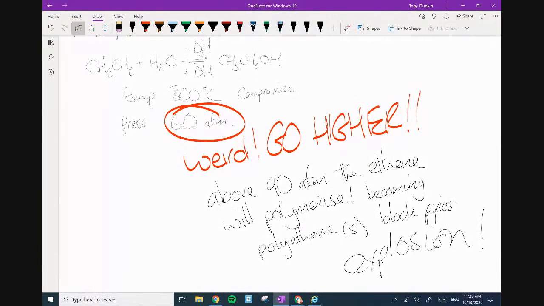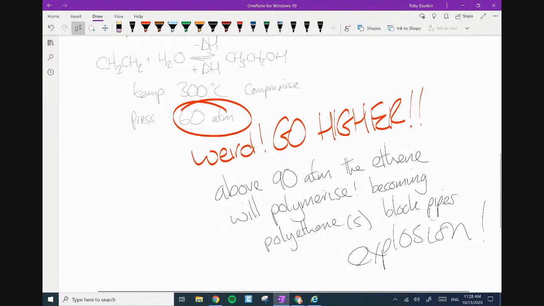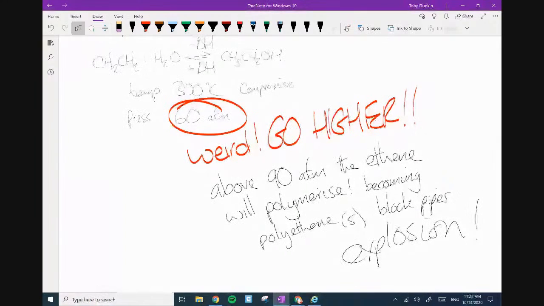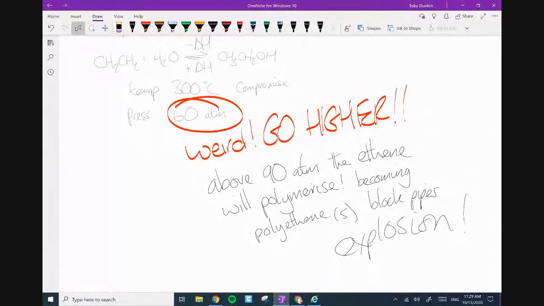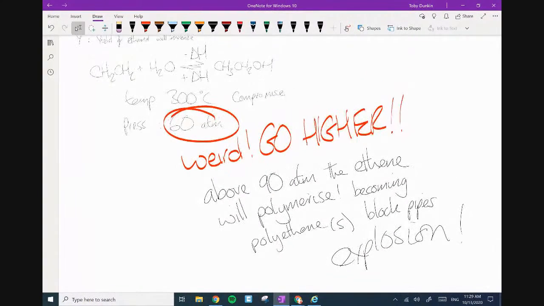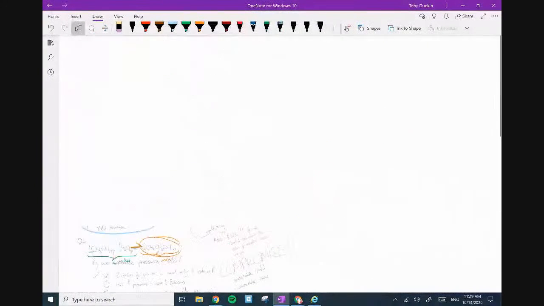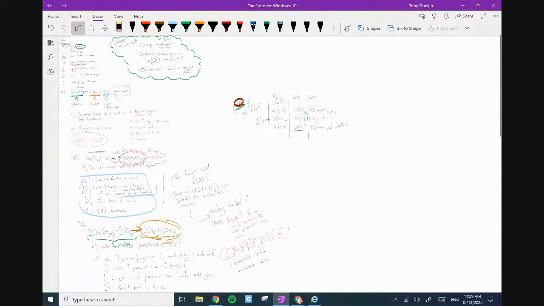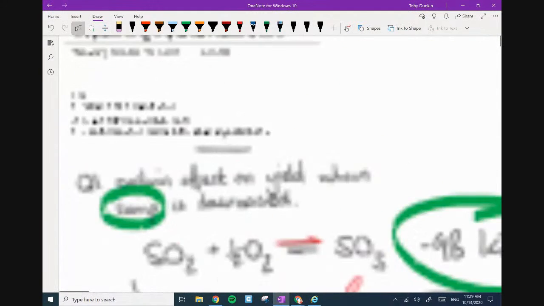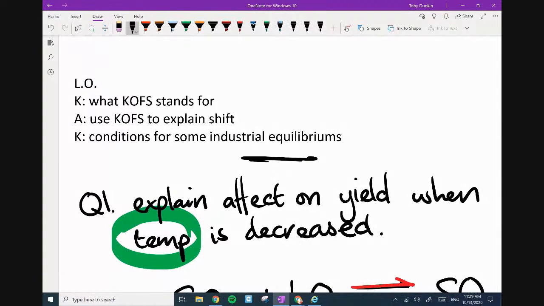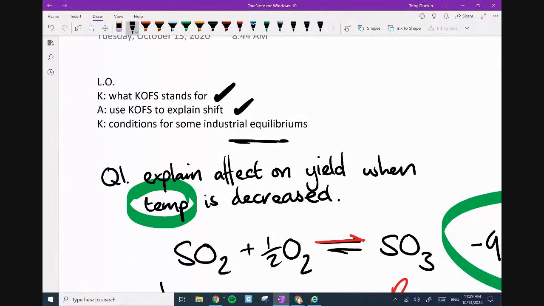Right. Now I've only got 5 minutes left. I just want to do one more. I want to do concentration. I really want to do another one, get concentration done, but my lesson's running out. Right, go back to my learning objectives. What KOFS stand for, we've done. Use it to explain shift, we still need concentration. Conditions for some equilibrium, we've done partial. Yeah, half. Got others to add to.